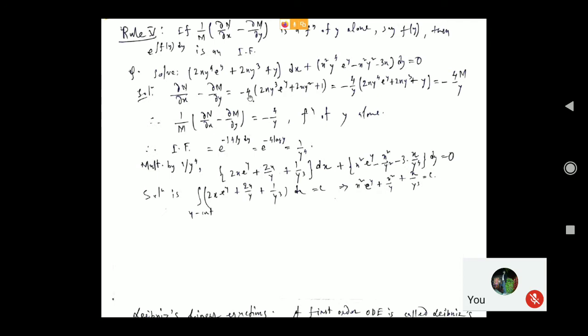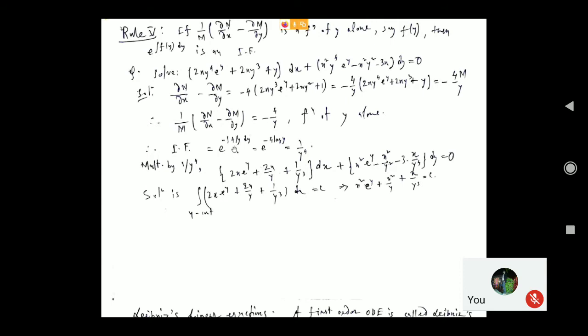This expression is this minus 4M by y. 1 by M of this becomes minus 4 by y. And I am telling you, do the calculations by yourself, check if all of them are correct. So this becomes a function of y alone. No x is involved.